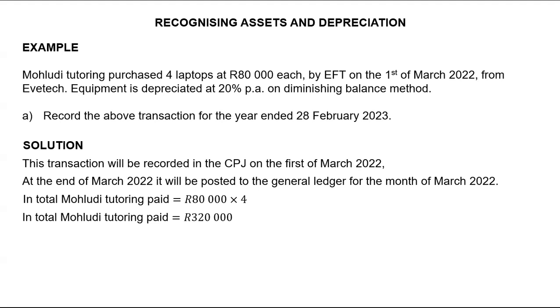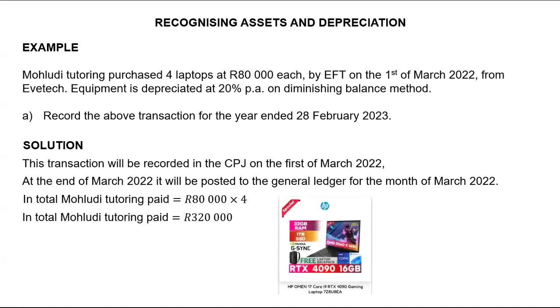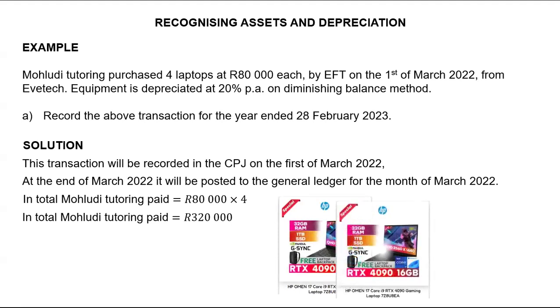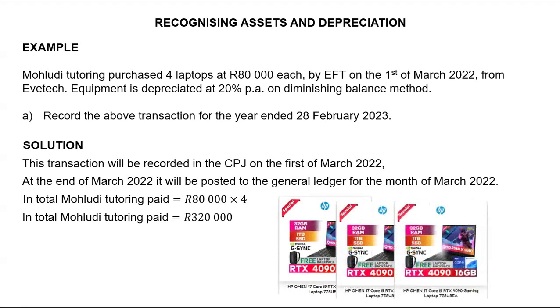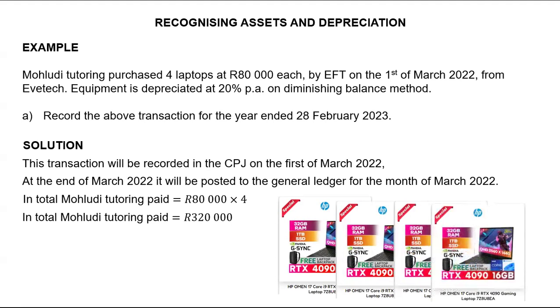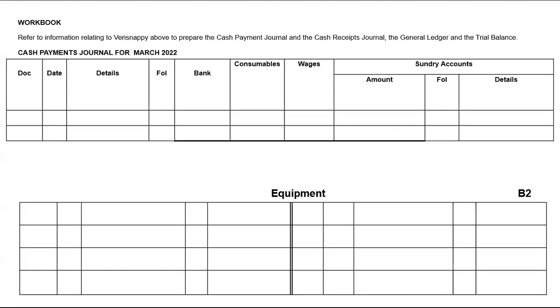Remember, they purchased 4 laptops from EveTech. So we've got 1, 2, 3, 4. But because we purchased them for cash, we'll record them in the cash payments journal.